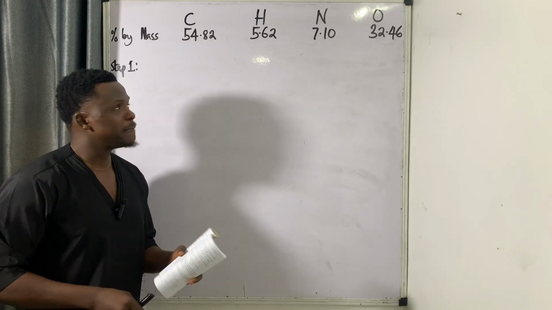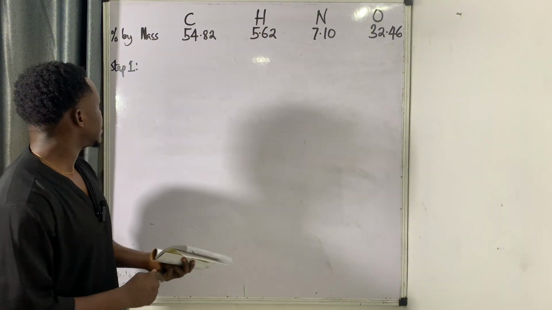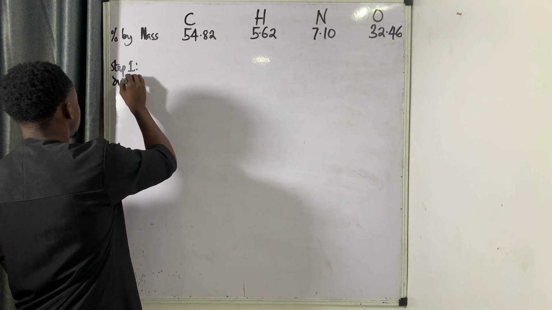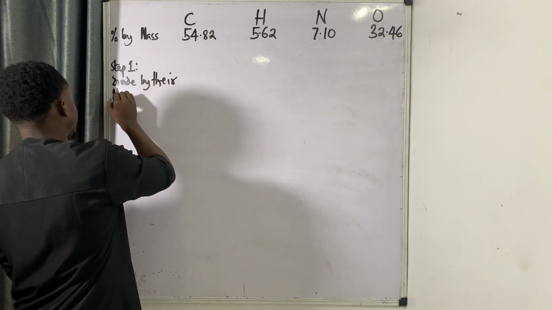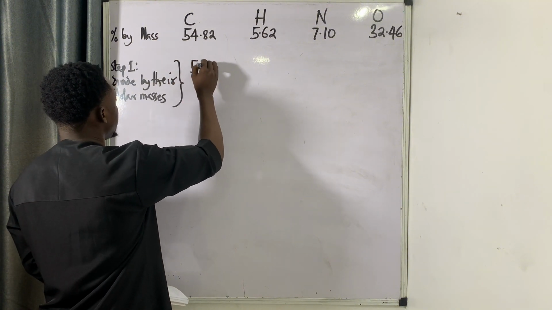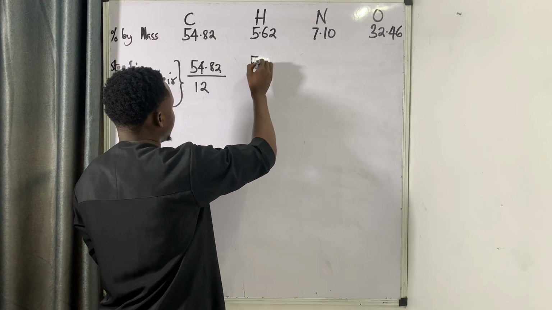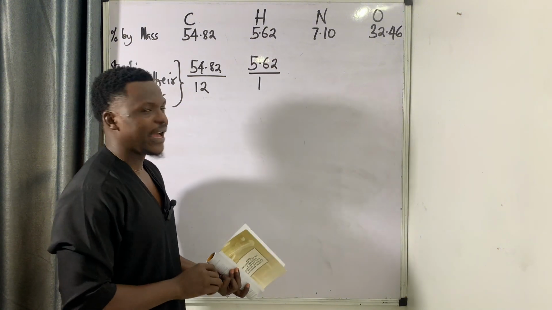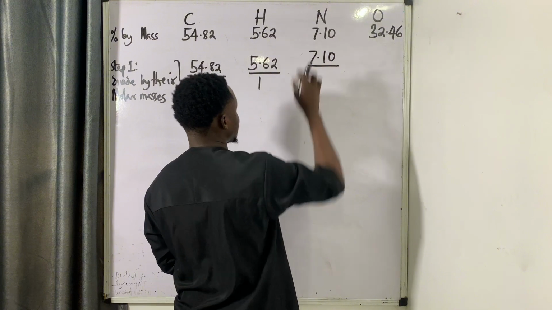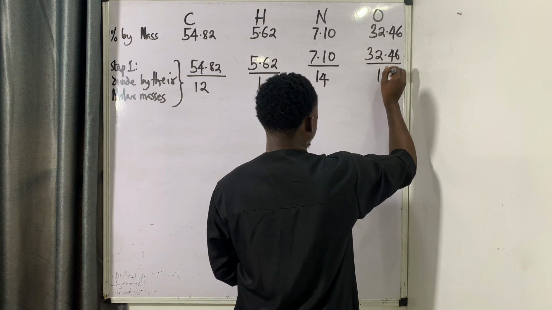Step one is to divide by the molar mass of each of the respective elements. Molar mass of carbon is 12. So I'll say step one, divide the mass of carbon by its molar mass. So divide by their molar masses. You might want to call it atomic masses. So this becomes 54.82 divided by 12. Now this is 5.62 divided by 1 because the molar mass of hydrogen is 1.008. So you can just approximate it to 1. Nitrogen is 14. Atomic mass of a single nitrogen is 14, right? And that of oxygen is 16. Since oxygen here is just a single atom.